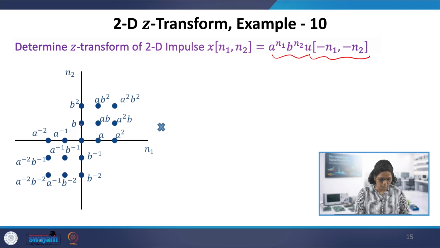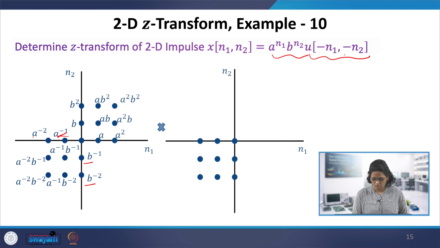For the negative values, because u of minus n1, minus n2 can take negative values, it would result in here a inverse and here a power minus 2, so a inverse and a inverse b inverse, and then b inverse here, b power minus 2 here, which is multiplied with a power minus 1 and so on. So u of minus n1, minus n2 is the third quadrant step sequence, like u of n1, n2, which is the first quadrant sequence.